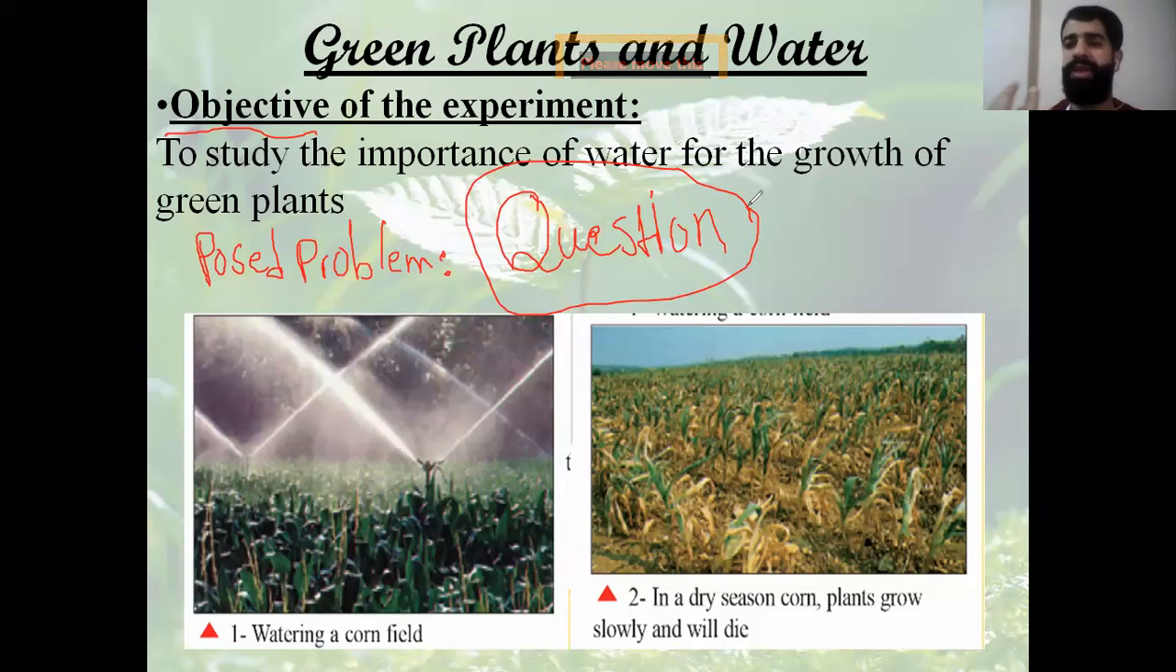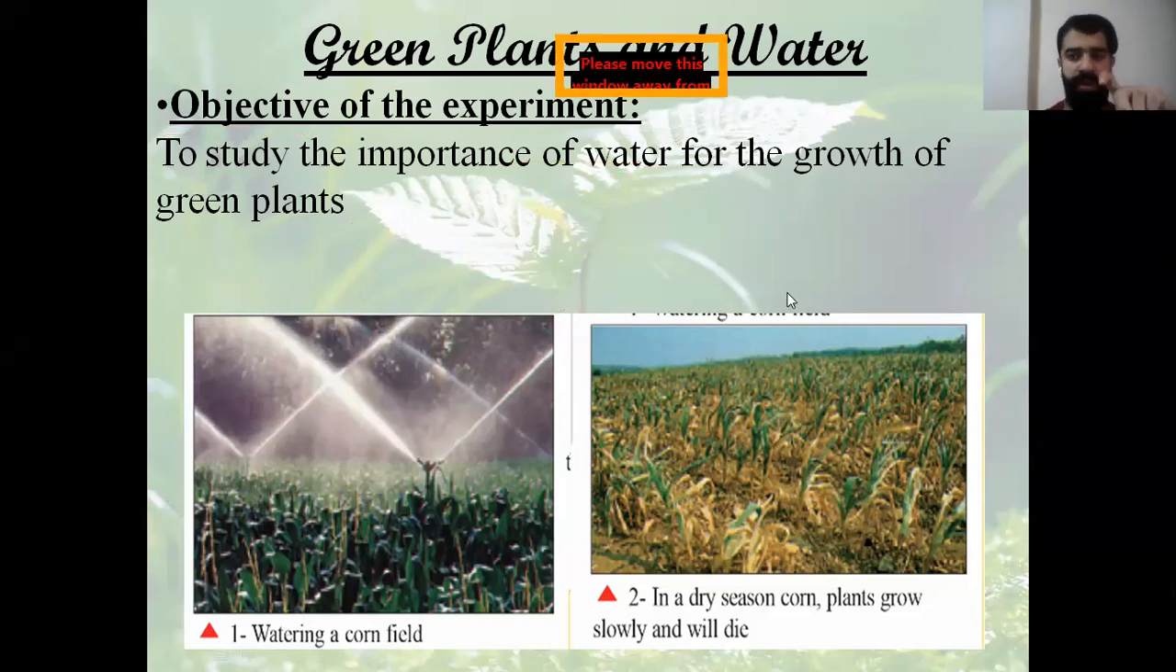So the aim was to study the importance of water for the growth of green plants. The pose problem should be in the form of a question. So you can say, what is the importance of water for the growth of green plants? This is the difference between the aim and the pose problem. They are very similar, but the pose problem should be in the form of a question.